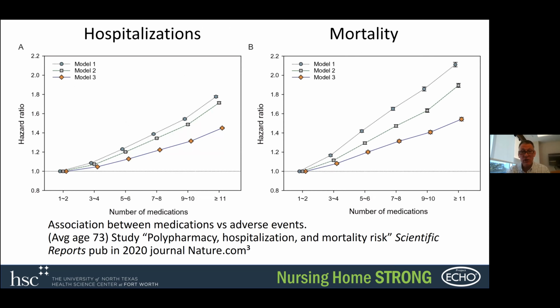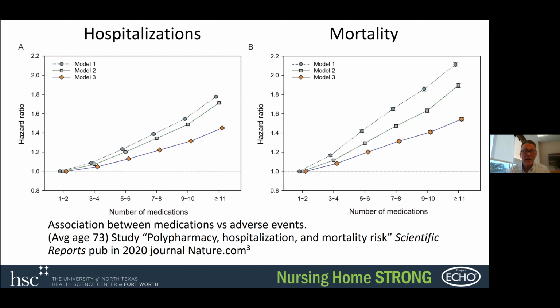This is a really large study done over a significant amount of time, and it looked at different models, but you can see the trend there is the more medications at the bottom that you see, 1 to 2 up to 78, the number goes up pretty dramatically for hospitalizations.